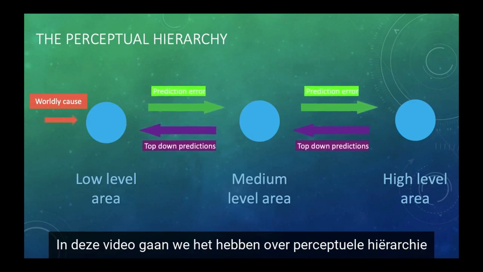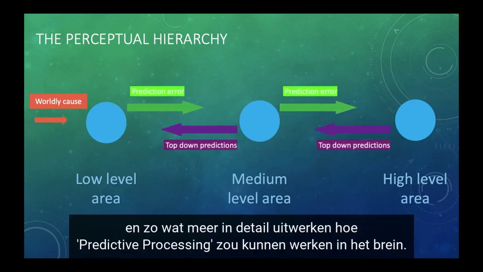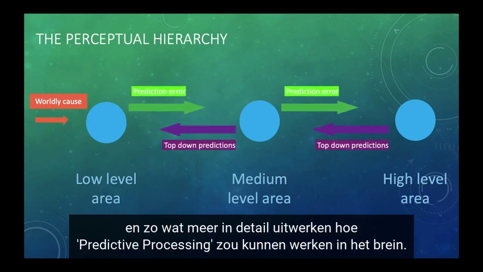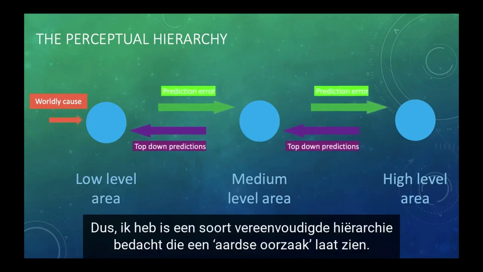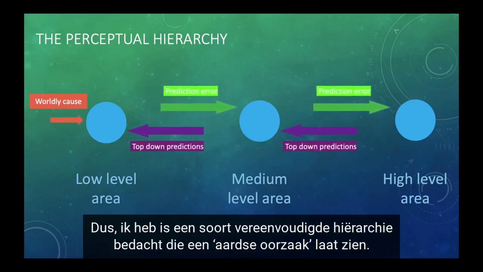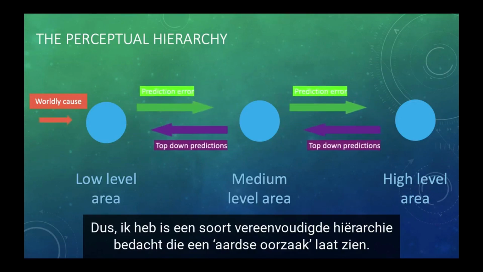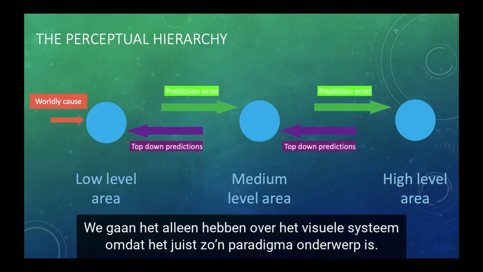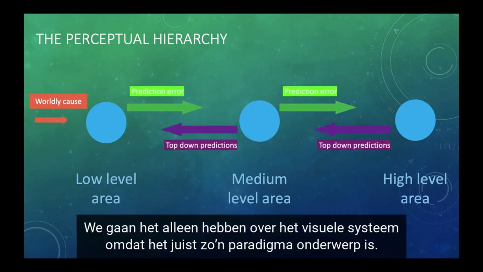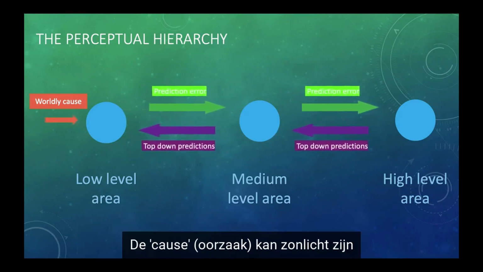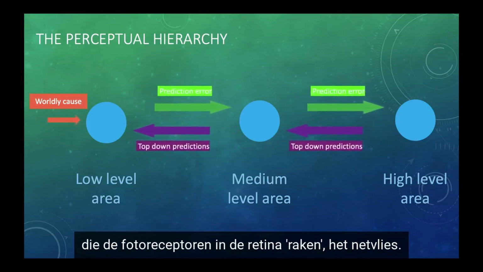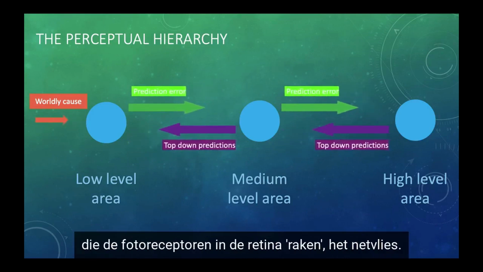So in this video, we're going to be talking about the perceptual hierarchy, and this is sort of working out a bit more of the detail about how predictive processing might work in the brain. So what I've got is a sort of simplified hierarchy, which shows worldly cause. So let's just talk about the visual system, because it's the sort of paradigm case. Worldly cause could be sunlight hitting the photoreceptors in the retina.